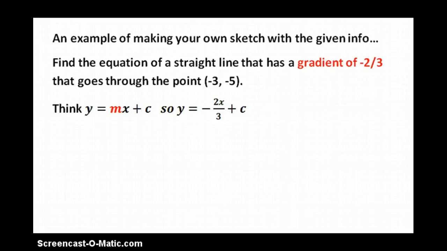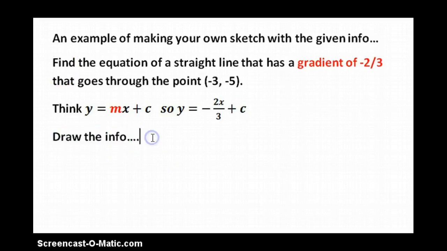Okay, alright, I'm going to show you how to do this drawing a picture. And an example of making your own sketch for the written information. Now find the equation or rule of a straight line that has a gradient of -2/3 that goes through the point -3, -5. So we think y equals mx plus c. M's the gradient. We've been told the gradient is the fraction -2/3, so we know half the answer already.